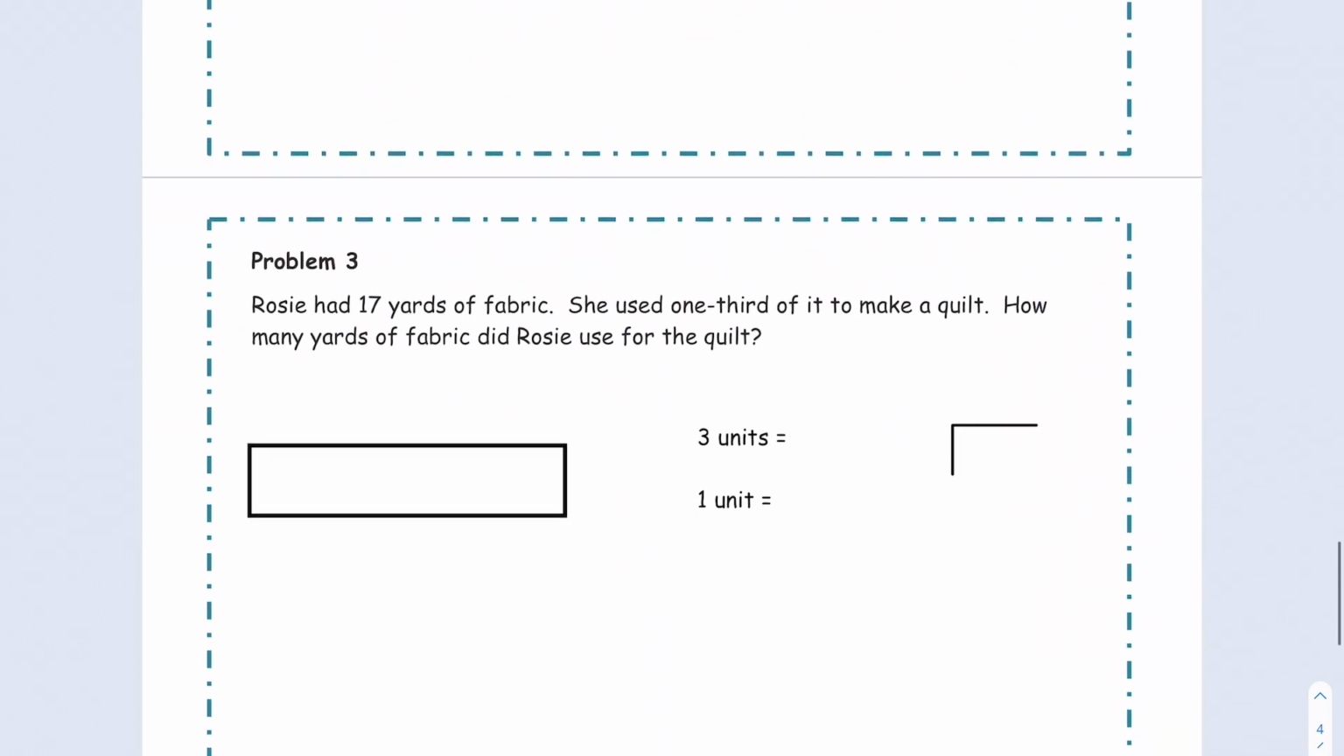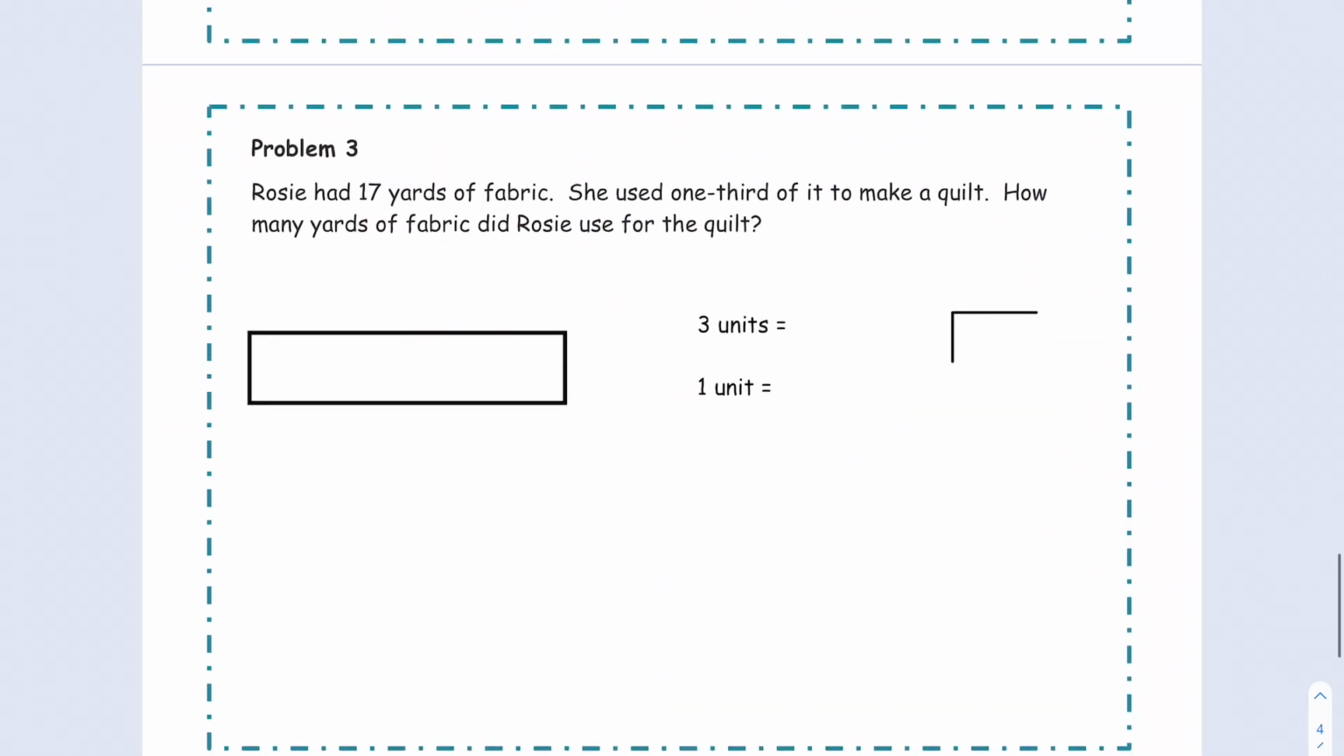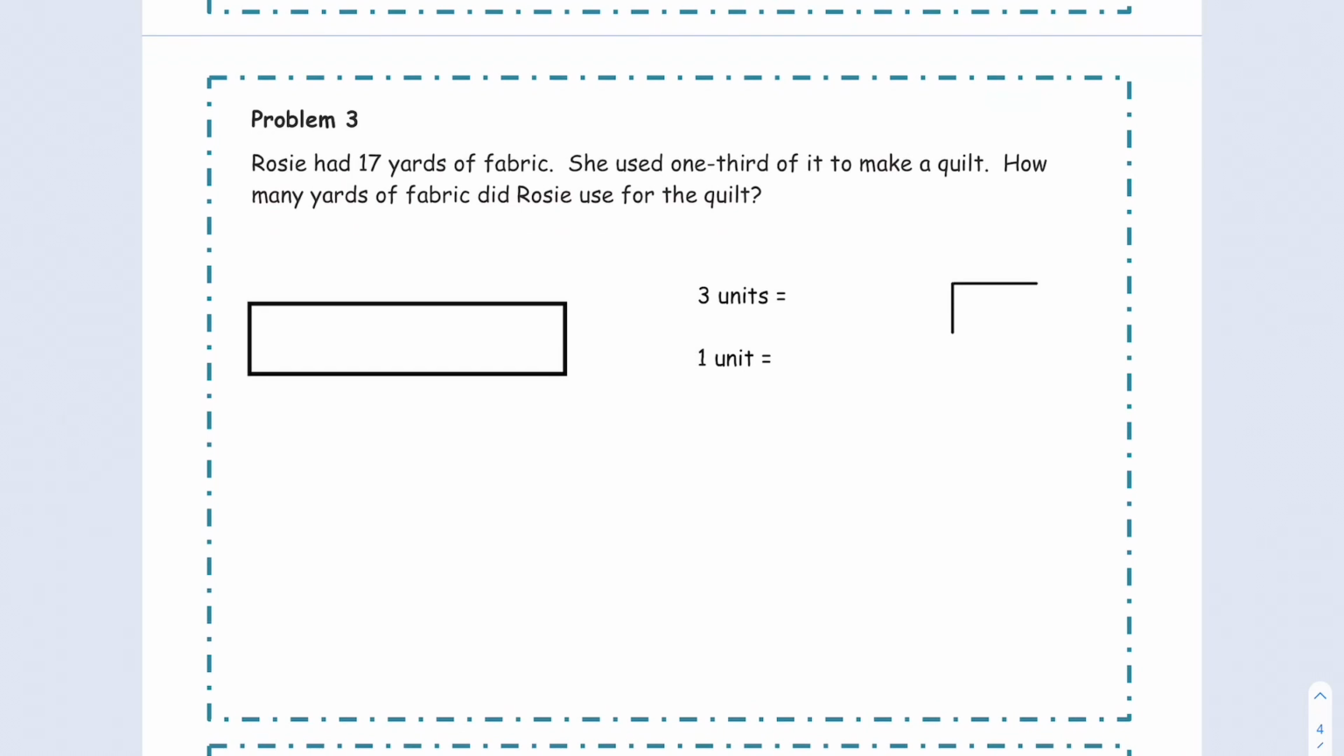Okay, let's do problem 3. Problem 3 looks a little trickier. It says Rosie had 17 yards of fabric. She used 1/3 of it to make a quilt. How many yards of fabric did Rosie use for the quilt? Well, right away I know that 17 is not divisible by 3. So that means I'm probably going to have a mixed number for my answer.